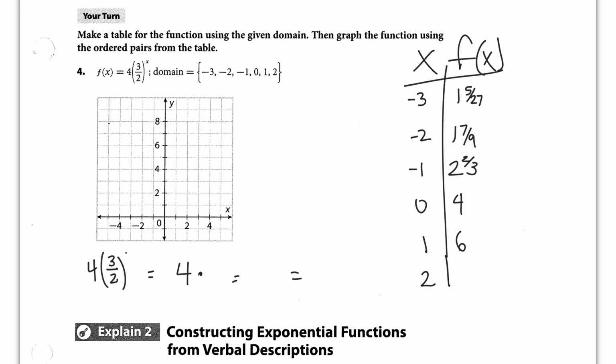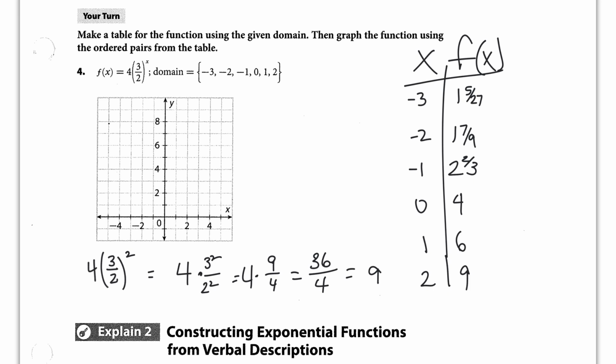Then we'll swap it out with a 2. That gives me 3 squared and 2 squared, which would be 9 and 4. 9 times 4 is 36 over 4 would be 9.